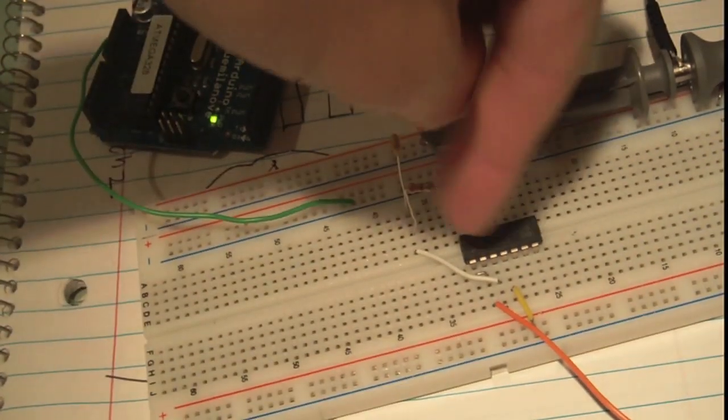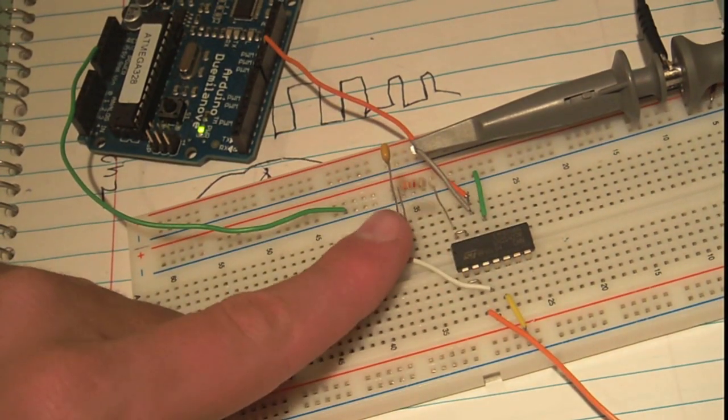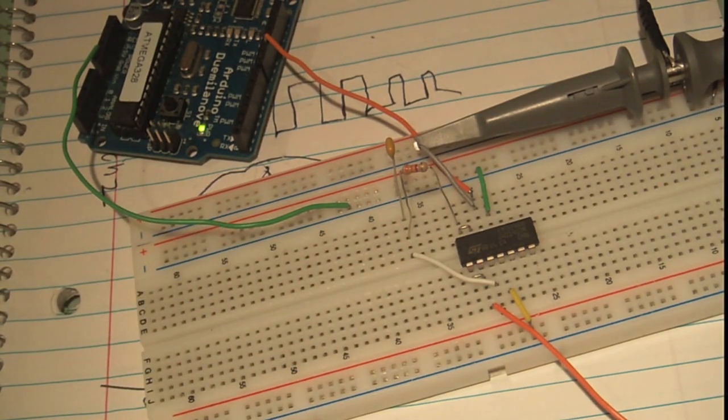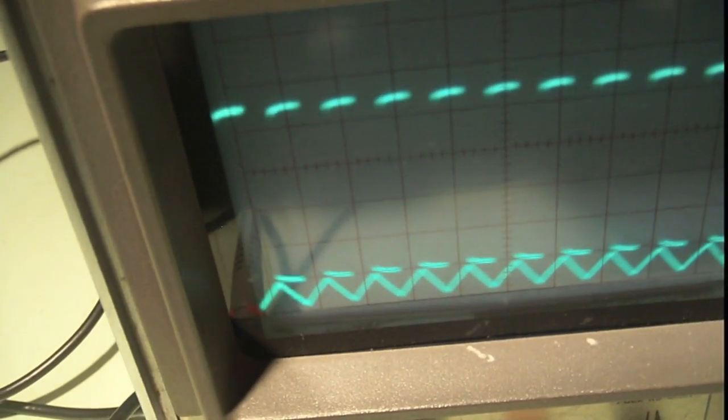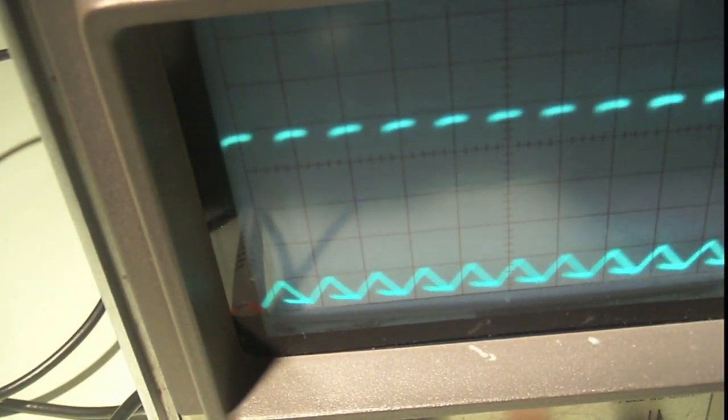I'll show you that on the scope in a second. We have the input hooked up to a buffer. The buffer's output goes to this part of the resistor. We're taking the signal from this part, buffering it, and sending it off to the scope. On the scope, they're both set to AC couple and to 1 volt per division, and I'm using times 10 probes.